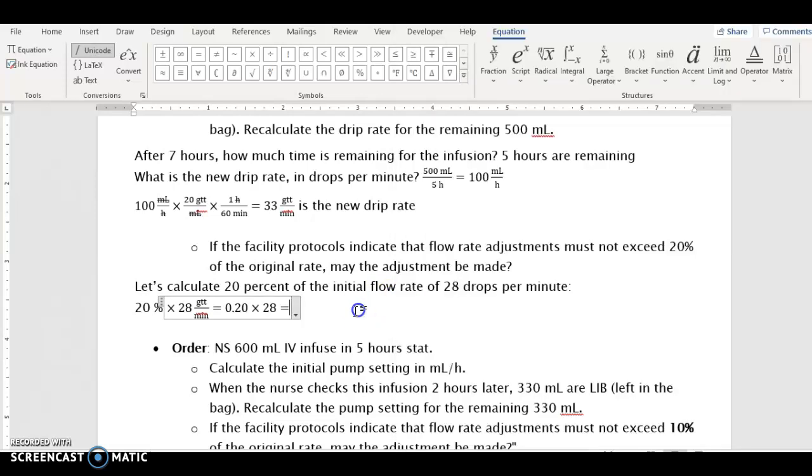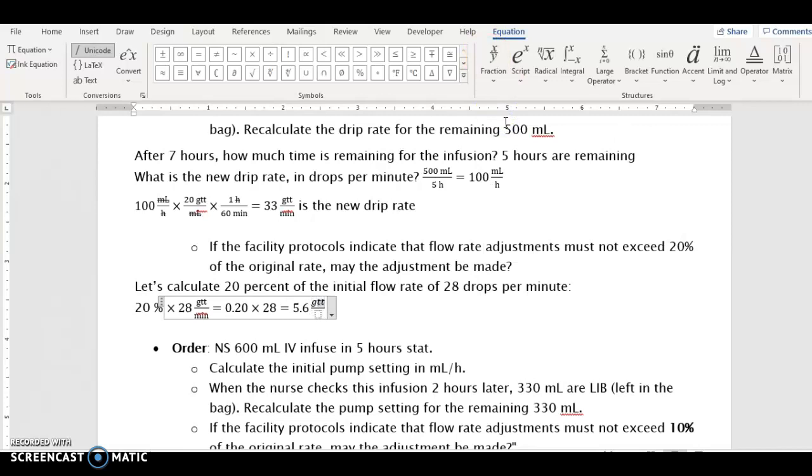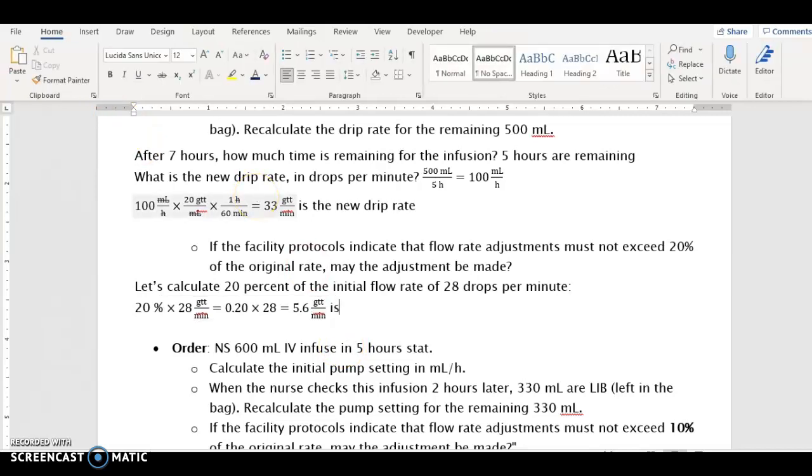is 5.6. So any flow rate adjustment that we make cannot exceed, for this particular infusion, 5.6 drops per minute. I'm not going to round that to the nearest whole number, because we want to be super precise here. So that's the maximum adjustment rate we can make for this infusion.